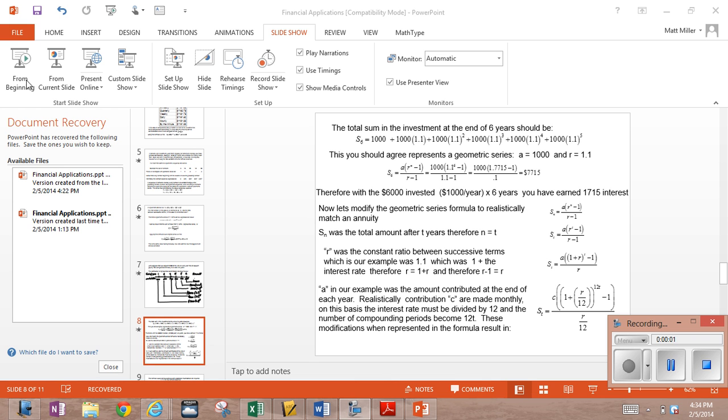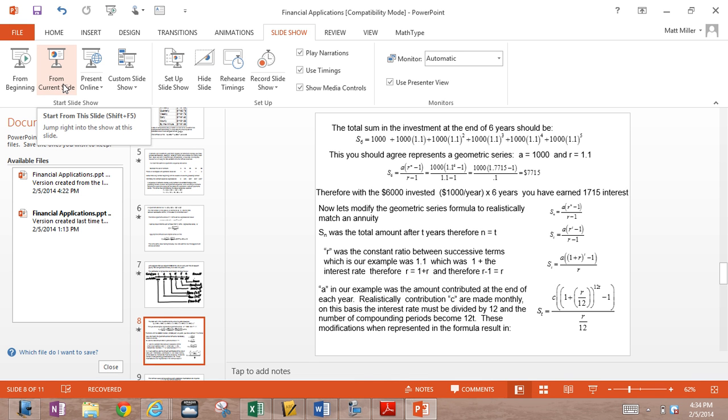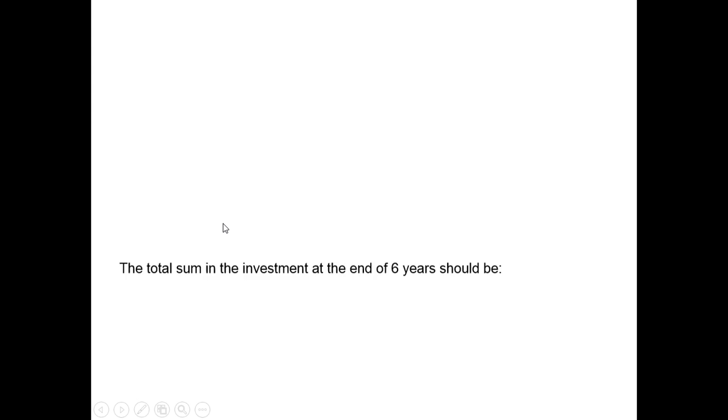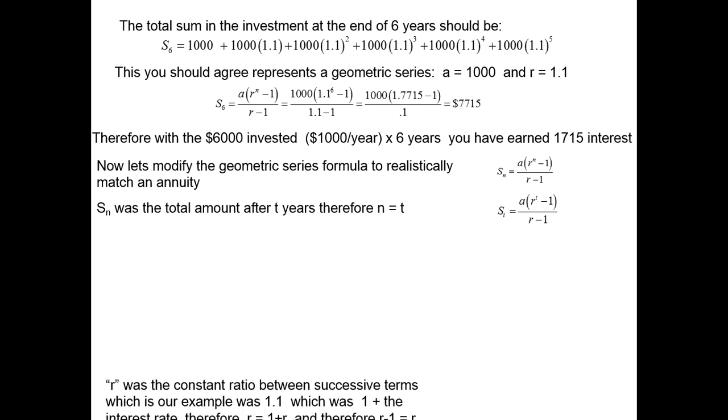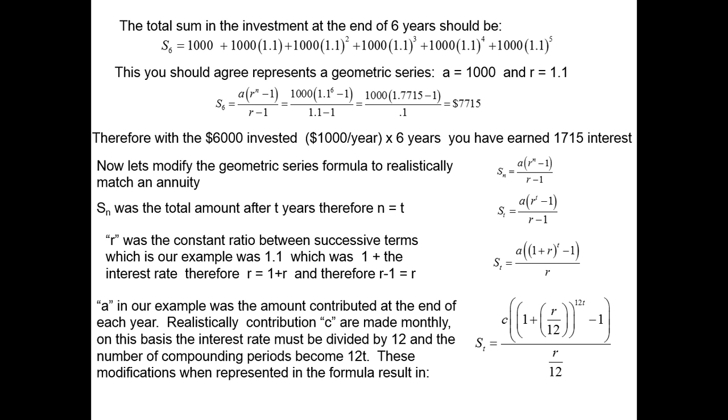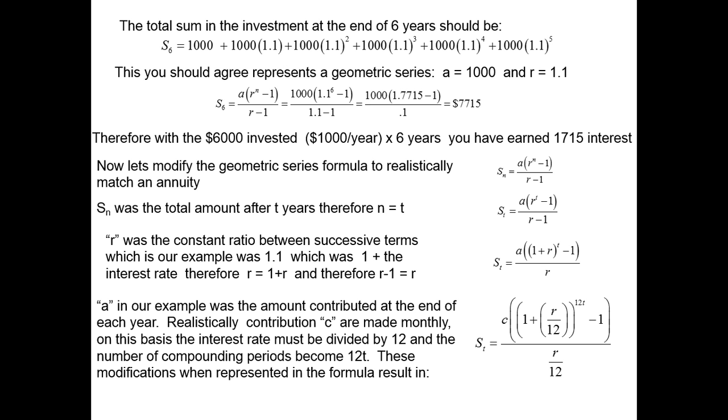Okay, we're back, and we're looking at this annuity derivation. We went through our oversimplified model of contributing $1,000 a year at the end of every year, at 10% for 6 years, and saw that we accrued $1,715 in interest.